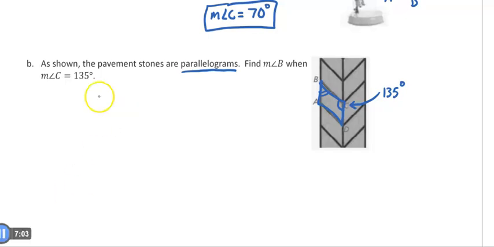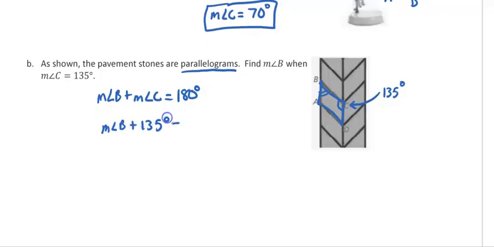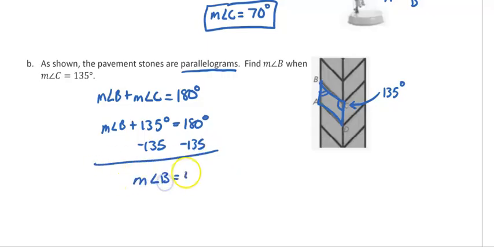So angle B plus the measure of angle C equals 180 degrees. That's what supplementary means. So angle B plus 135 degrees equals 180 degrees. Now, if I subtract 135, I find out that angle B is 45 degrees.